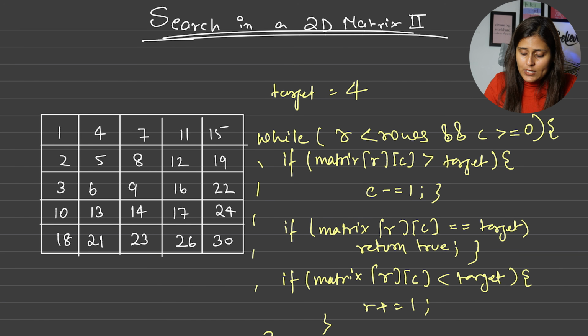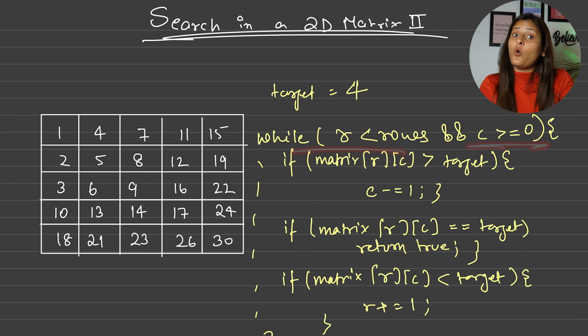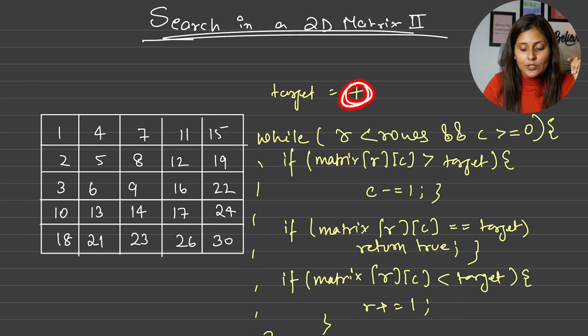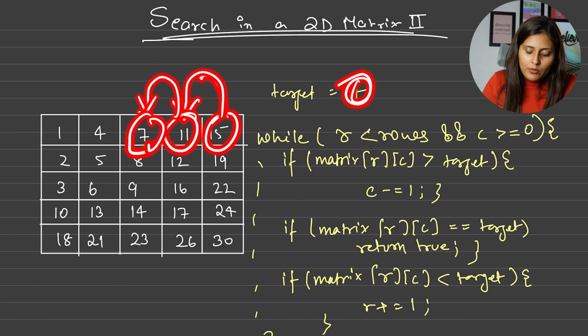If somehow we have not found any equal value, then definitely either R or C will go out of boundary. How? Let's see. Suppose you want to find target 0. So definitely you will start with 15. Target 0, 15. Then it is greater, so you will move towards the left side. Again 11, greater, you will move towards the left side. Again move towards the left side. Again move towards the left side. Now you are at 1. Still you want a lesser number.